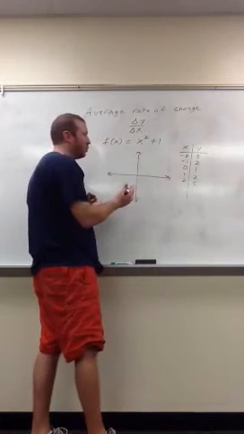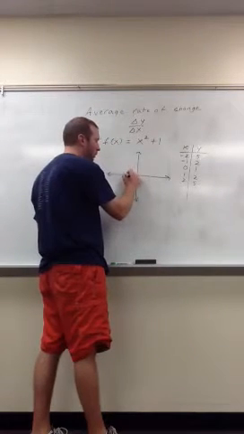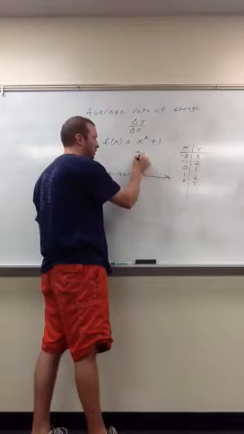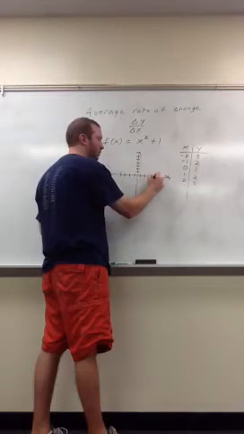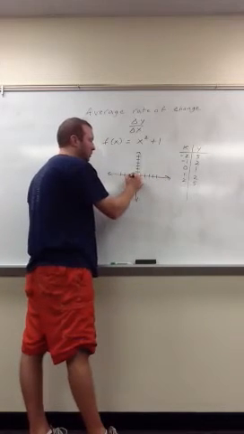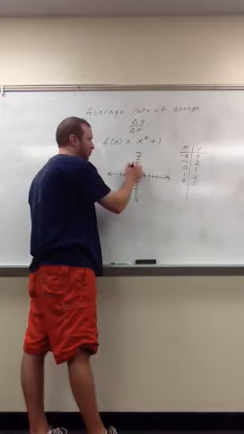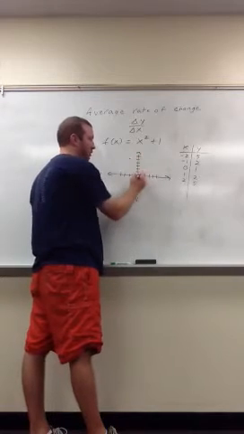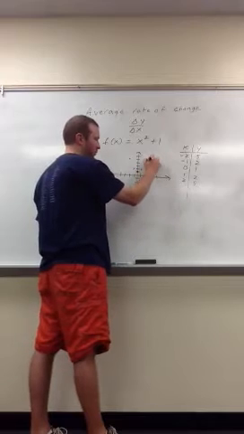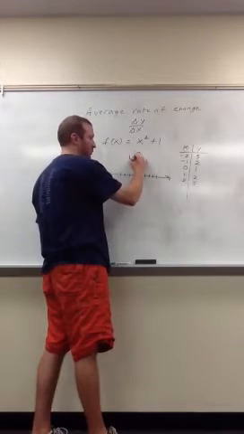So I'm going to plot those points. We don't need something perfect here, but enough to get the general idea of what the graph looks like. So -2 up at 5: 1, 2, 3, 4, 5. -1 up at 2. 0, 1. We've got these symmetry points.